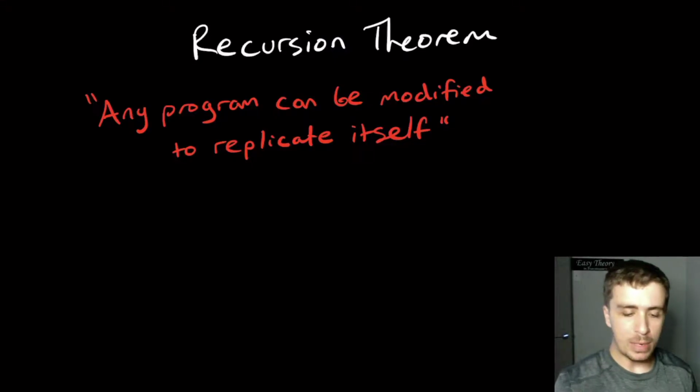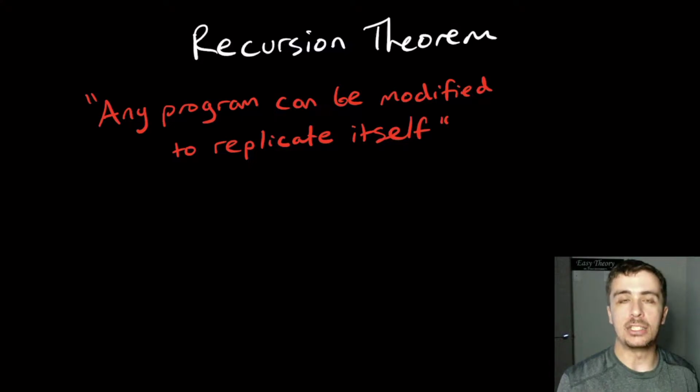Hi, so I want to talk about a very important theorem in computability theory called the recursion theorem. And what does it actually say informally? It says that if you have a computer program, then you can modify it so that it can replicate itself. And you think that's really weird. It's a static program. How can it replicate itself? It's the fact that it can be modified.